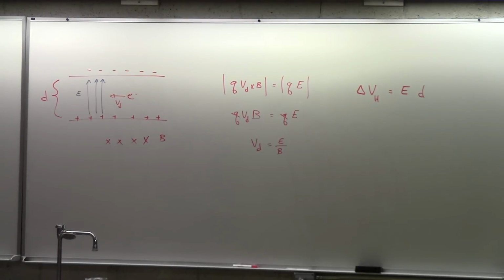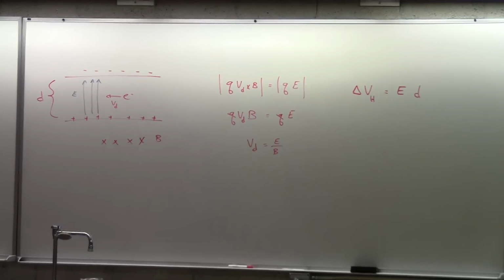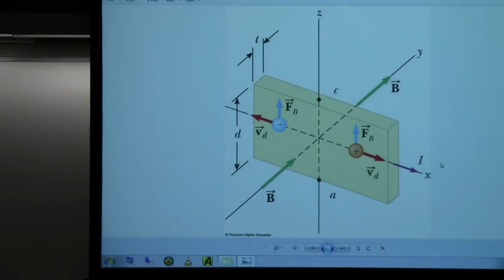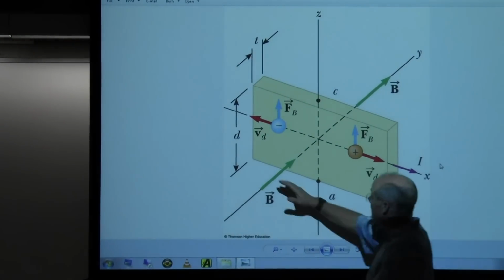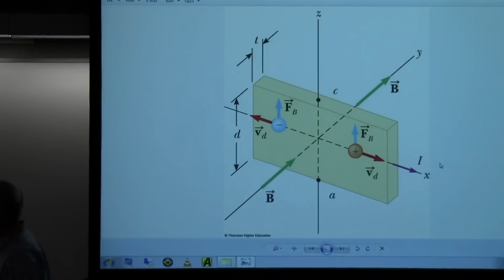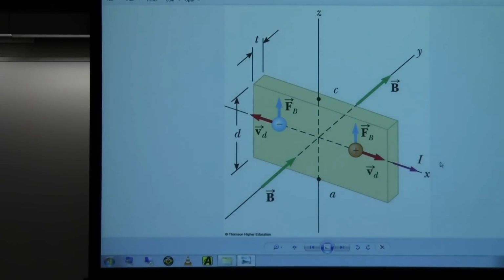What does he have up here? He doesn't have anything in that picture. I thought he had a D in one of these pictures. But yeah, there would be the D here in this picture. So that would be the voltage.